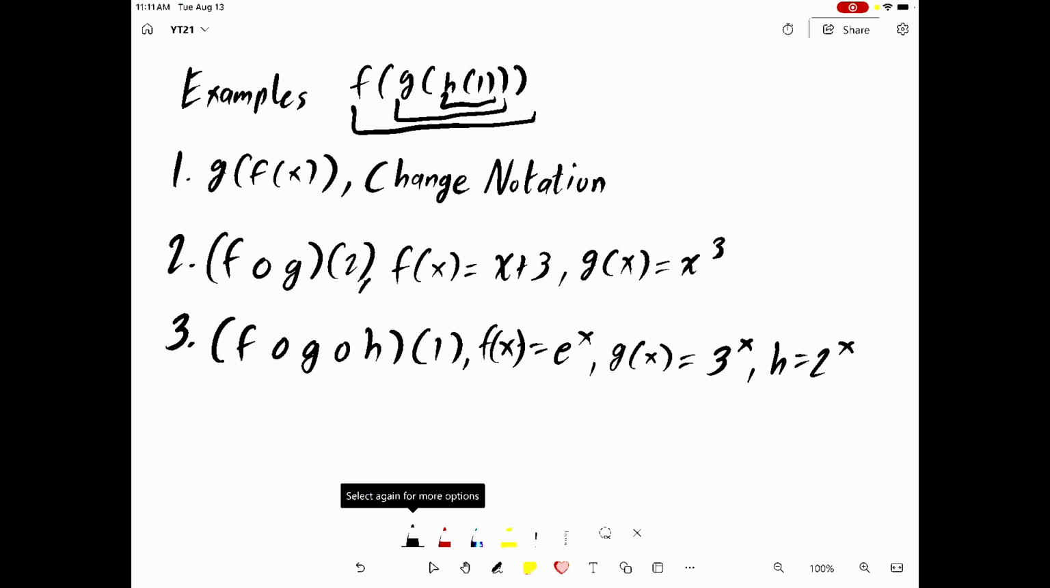So if we start with h of 1, h is equal to 2 to the power of x. So that's equal to f of g of 2. And then g of 2 is 3 to the power of x. So 3 squared is 9. So this is f of 9. F of x is e to the power of x. So what we have is e to the power of 9. And that's our answer.